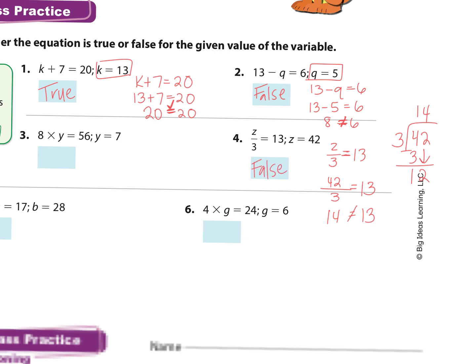Okay, I'm going to let you in your table try 3, 5, and 6. Do these steps. As I'm walking around, I should see you writing the equation. The second step should be filling in the variable with the value it gives you. The third step is showing whether or not it's equal or not equal.